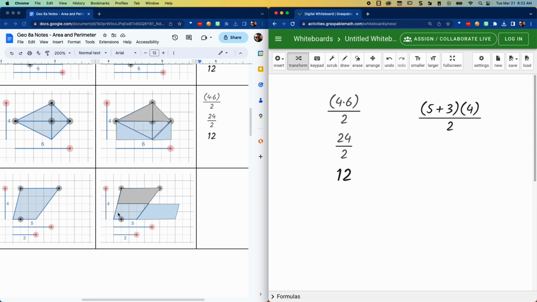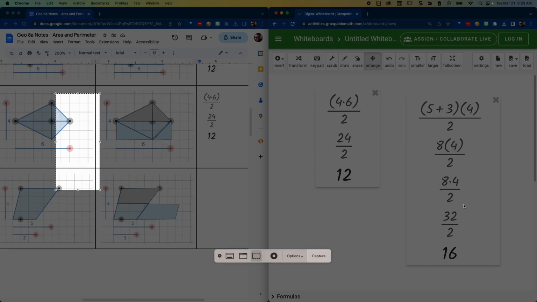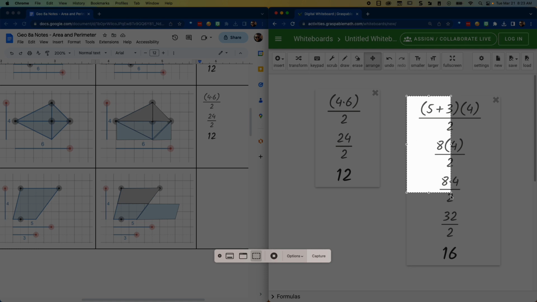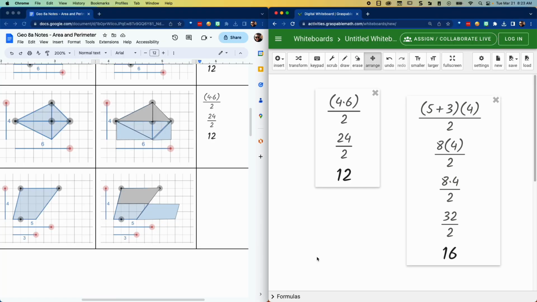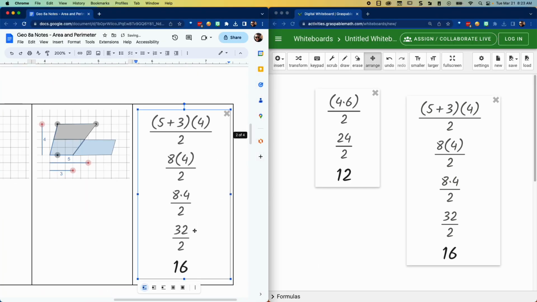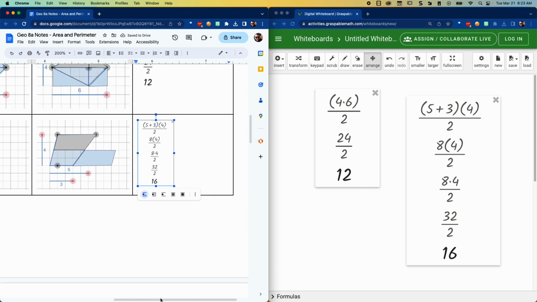So now I have this kind of calculation. It's 5 plus 3 or 3 plus 5 for that bottom. And as I simplify these things, 8 times 4, 32 over 2, and that's going to give me 16. So let's take a picture of that. Put it here. Perfect. Let's get back up to where we were.